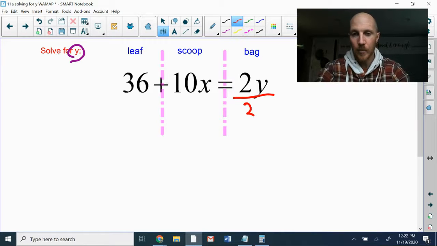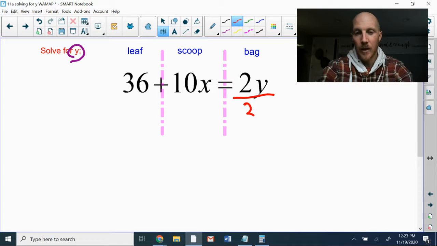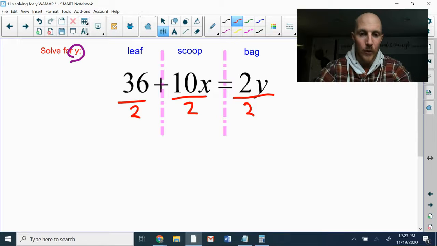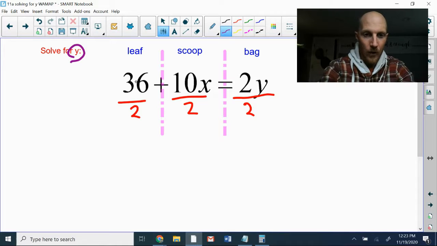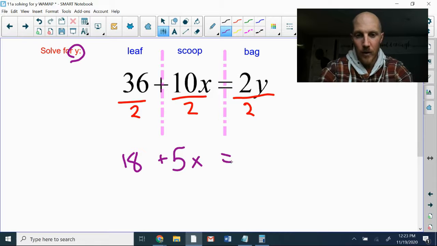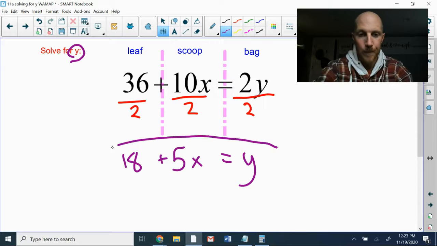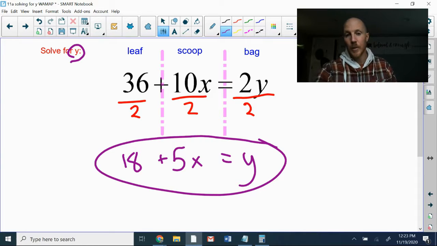I just need to divide this by 2 to get 1y. I don't want 2y's, I want 1y. And in order to do that, I'll have to divide every single part of this equation by 2. So instead of 36 leaves, 36 divided by 2 is 18. Instead of 10 x's or 10 scoopers, I'm going to divide that by 2. So that'll just be 5x. Equal sign comes down, and 2y divided by 2 is going to be single y. It's the same thing that we said a minute ago when we were just looking at the pictures and the words, cut everything in half, right? Now I've done it with the equation.